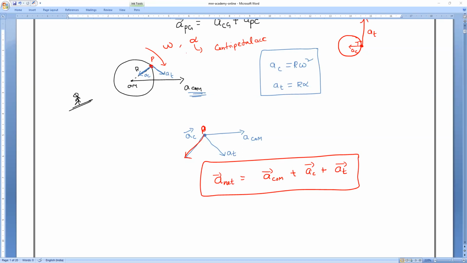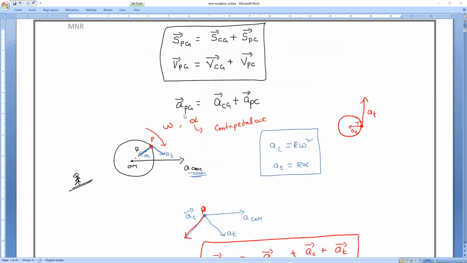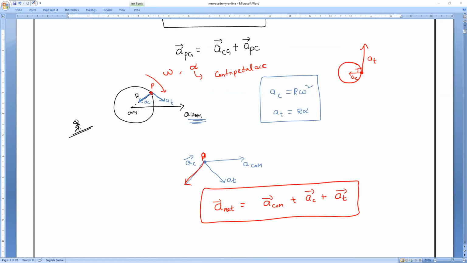Understand, brothers? With respect to ground. So if you want to find the particle's acceleration with respect to ground, it is the acceleration of the center with respect to ground plus the acceleration of the particle with respect to the center. So that is the formula.